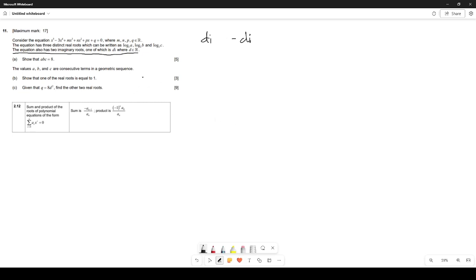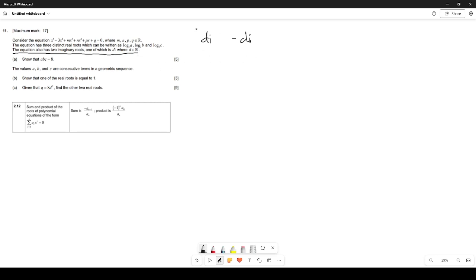This is question 11 of the 2019 HL Math exam for the May examination session. Consider the following equation where m, p, and q are real numbers. The equation has three real distinct roots, which can be written as log base 2 of a, log base 2 of b, and log base 2 of c. The equation also has two imaginary roots, one of which is di.